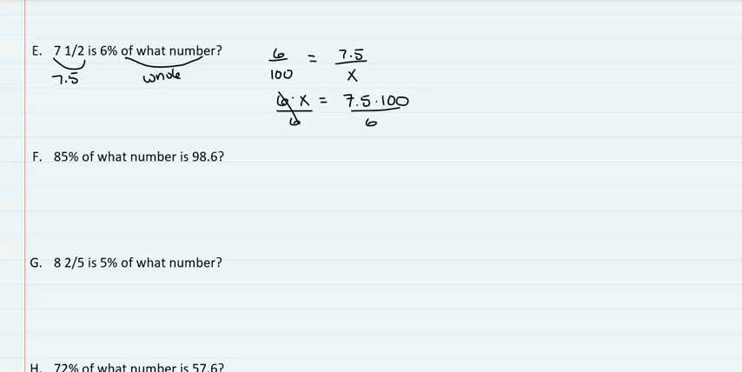And we get x equals 7.5 times 100 divided by 6. And if you just put that in your calculator, you will get 125.